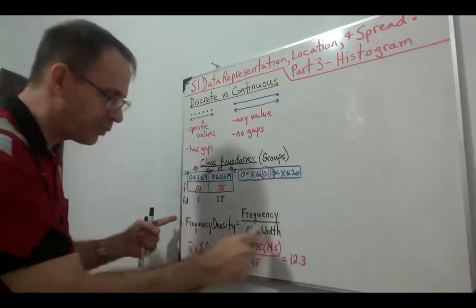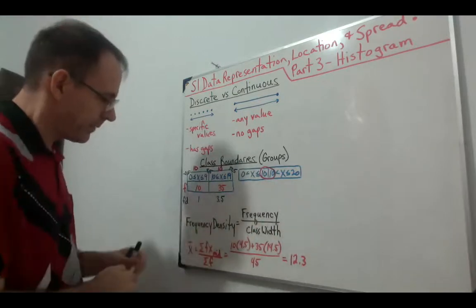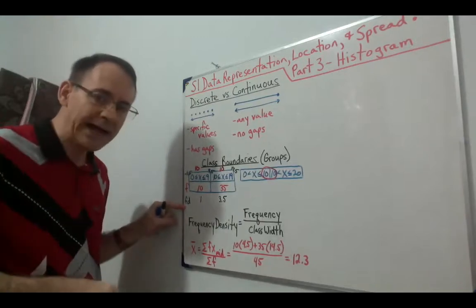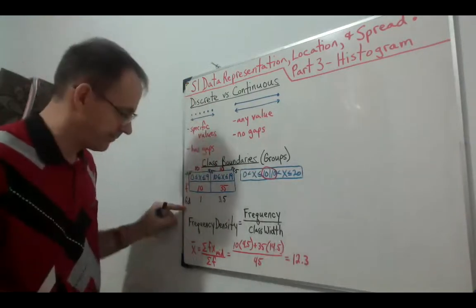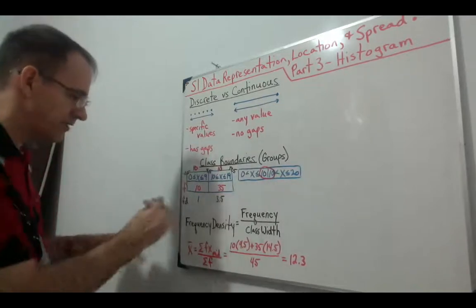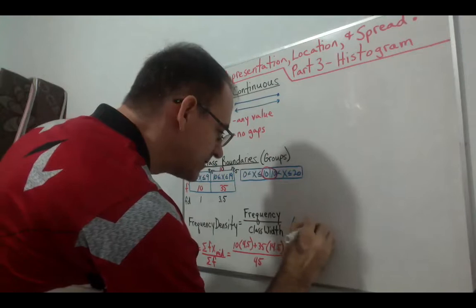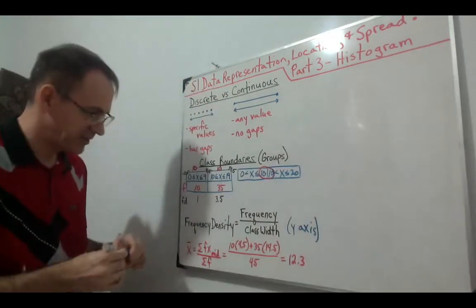So this is an important formula for you because the frequency density is going to be your y-axis on the histogram, okay? So your frequency density, that is your y-axis. So that's important.